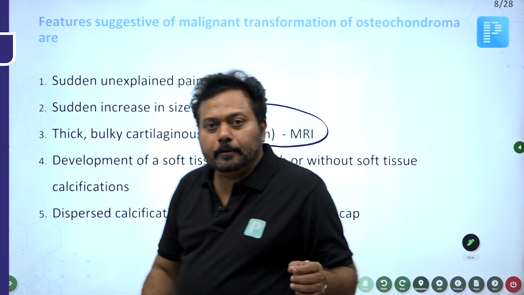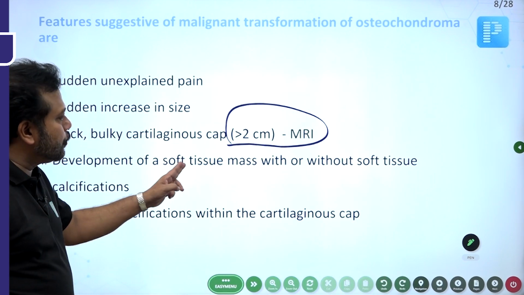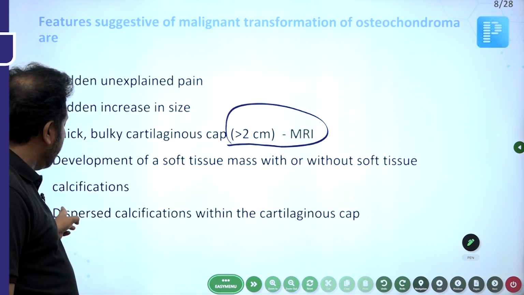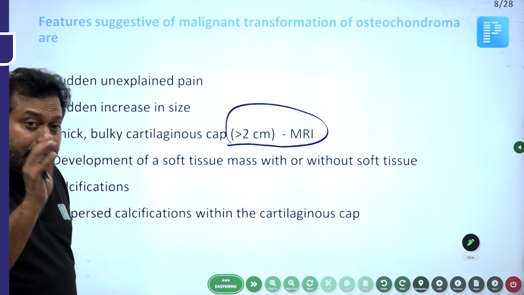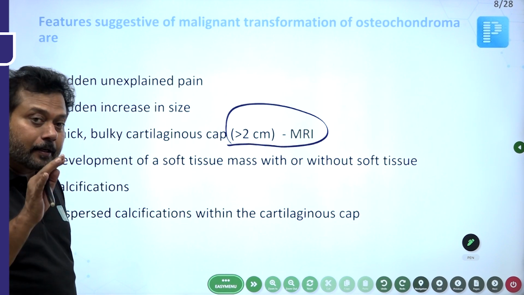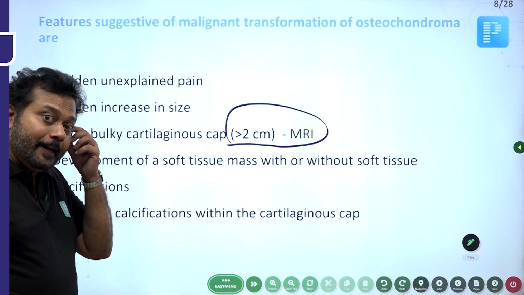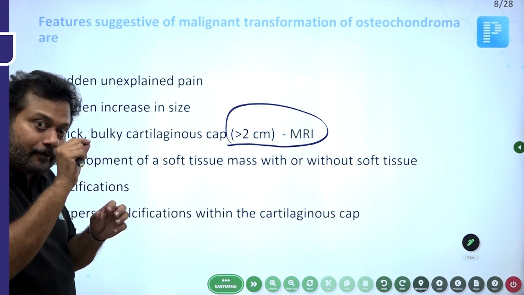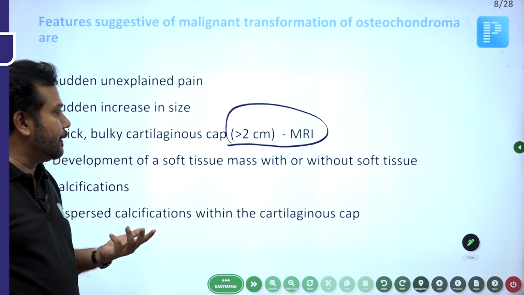The 4th thing is development of a soft tissue mass with or without soft tissue calcification. And the 5th point, dispersed calcification within the cartilaginous cap. Even when you take an X-ray, you can see dispersed small mottled calcification, specks of calcification. We have to suspect malignancy.